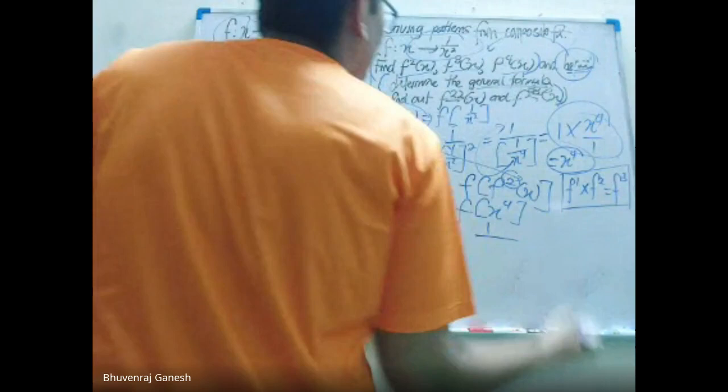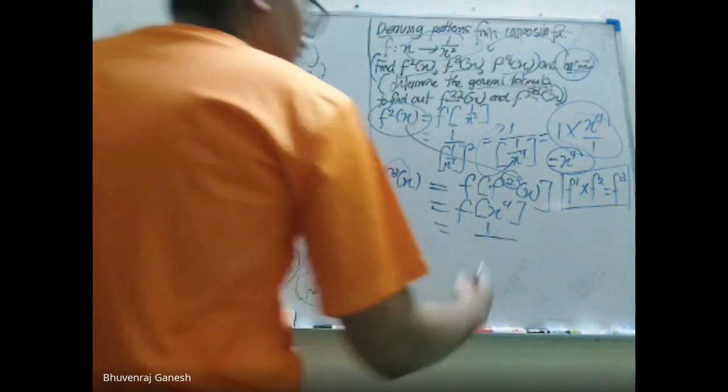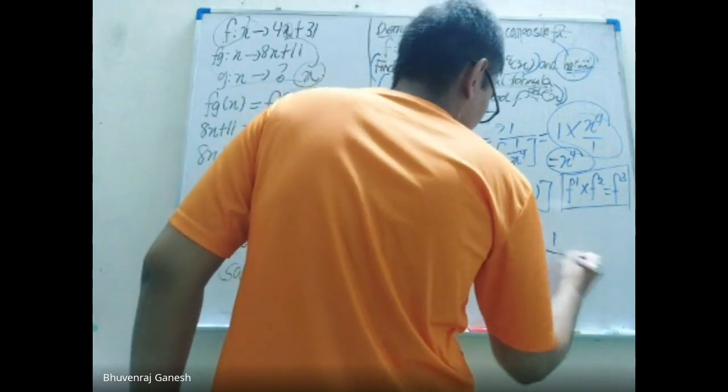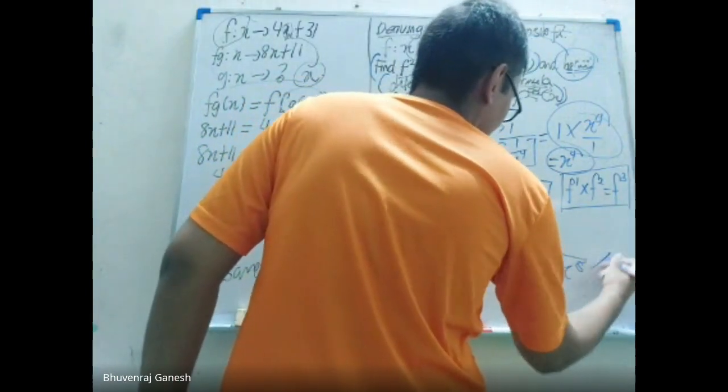So you'll get 1 over x power 4 squared, this whole thing squared. So you will in turn get 1 over x power 8. This is your answer for f cube x.